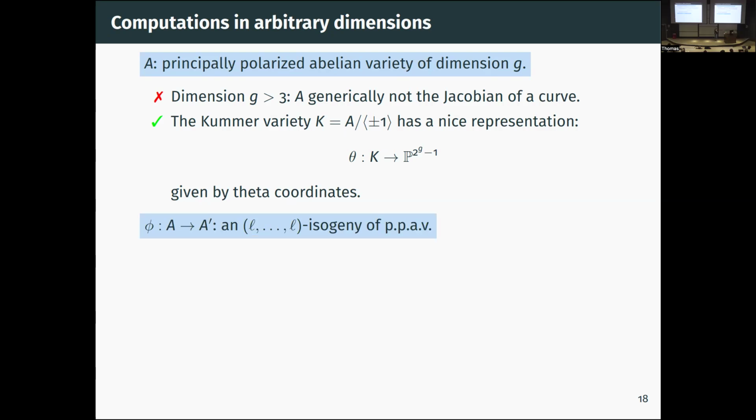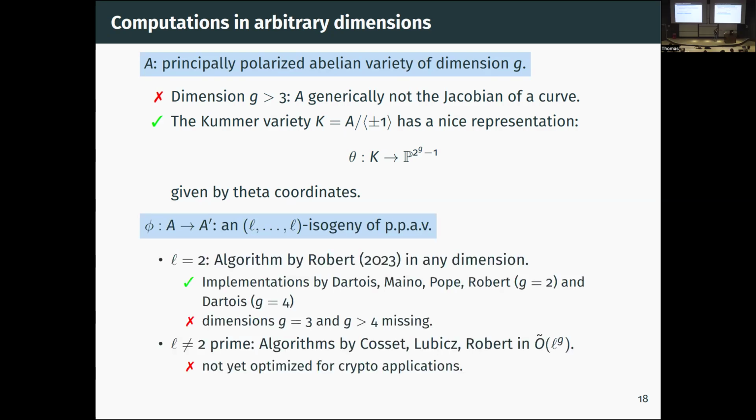What about isogeny computations in higher dimensions? Here it really depends a bit on the dimensions. In general, there exist algorithms to compute such isogenies. For instance, Damien Robert also described a general algorithm for computing L-isogenies, where L is equal to 2. This has been optimized in the cases where the dimension is 2 or 4. For the other dimensions, as far as I know, there don't really exist implementations at the moment.